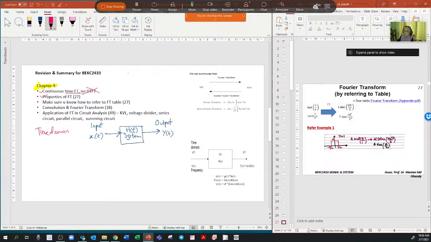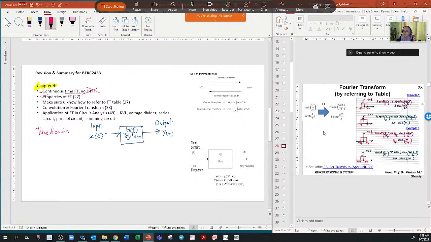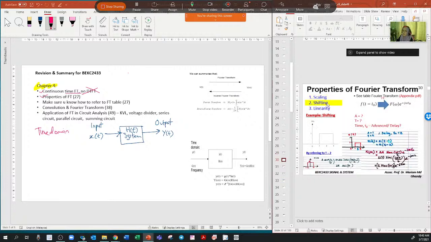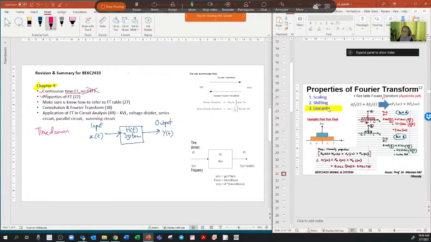So this is an example, and then this one is another example and so on. Make sure that you know what it is. I think I don't need to explain again, just go through the video. The scaling: how do you use the table to do the scaling, how you do the shifting, how you do the linearity. That is one thing that you need to go through.